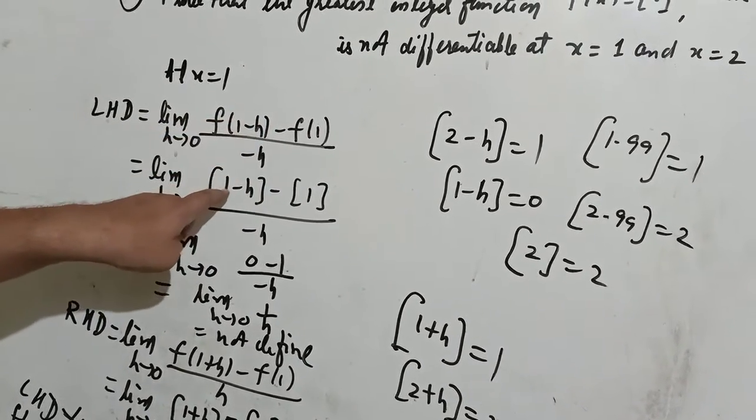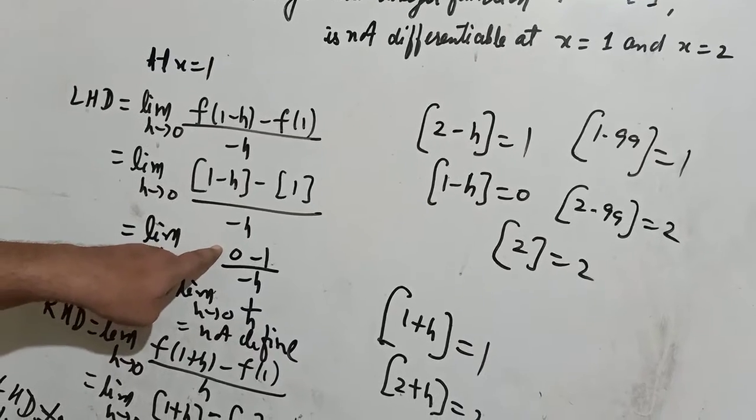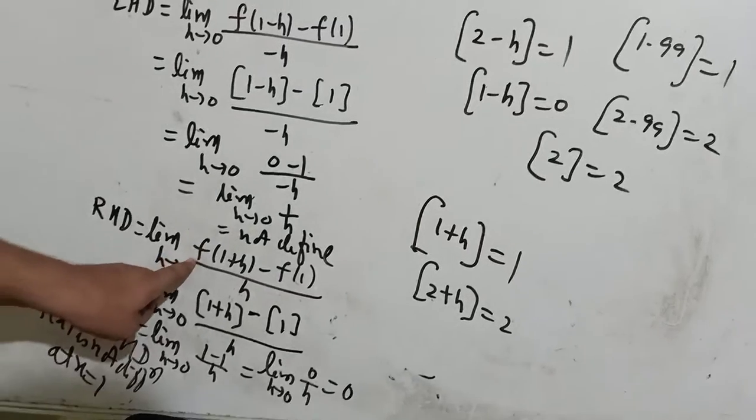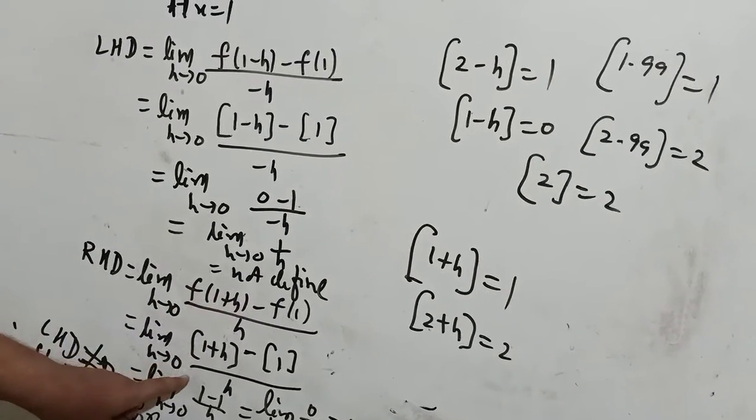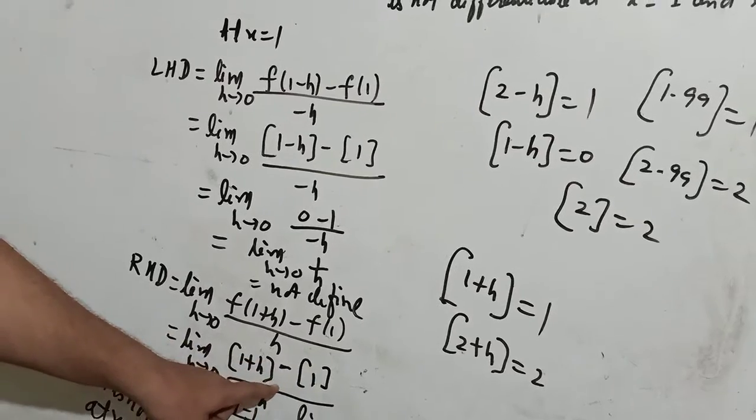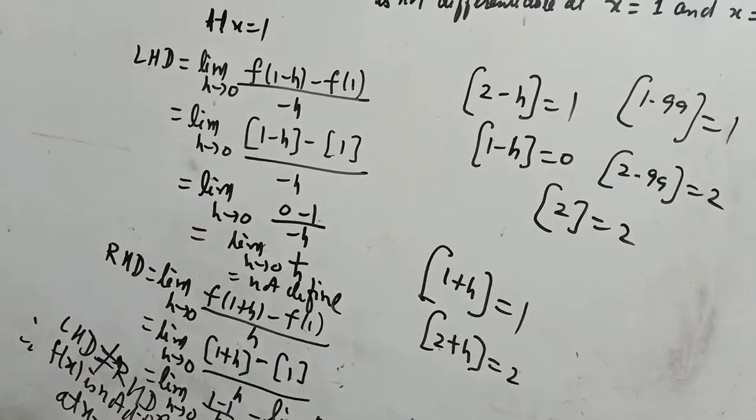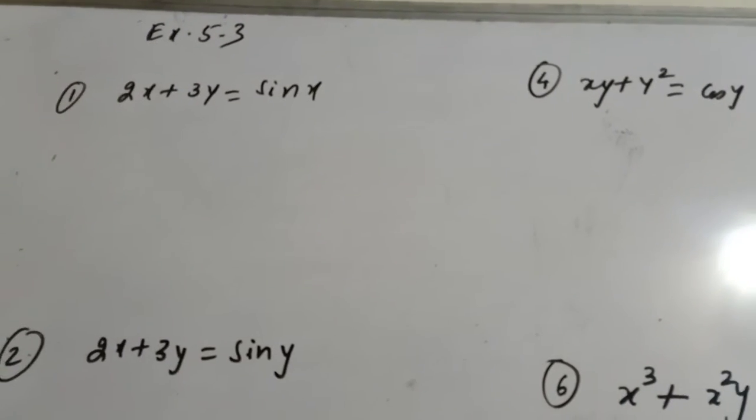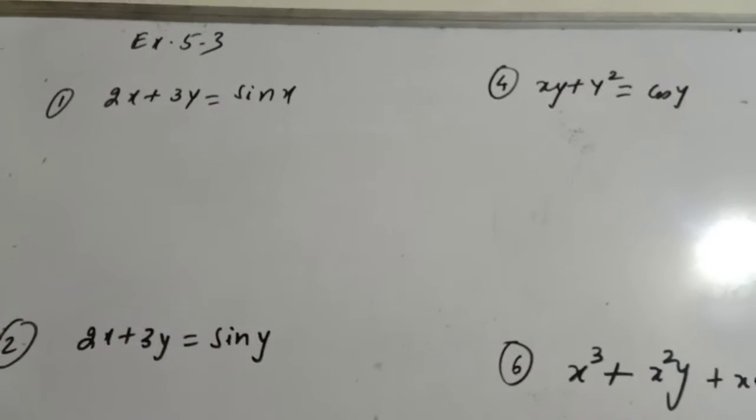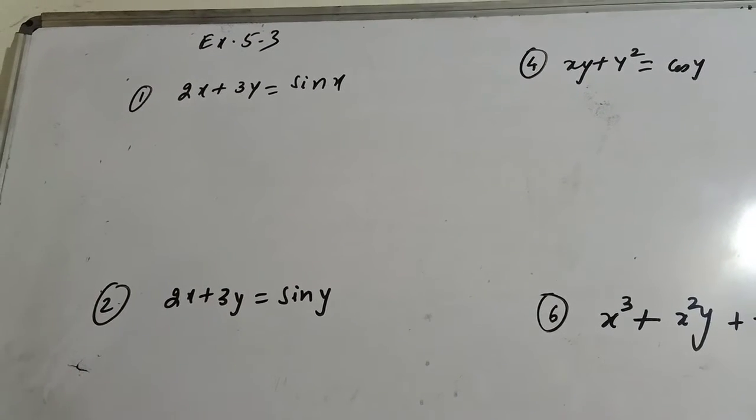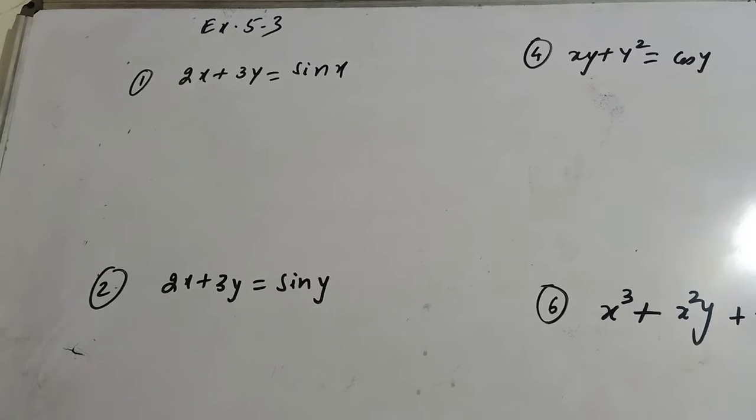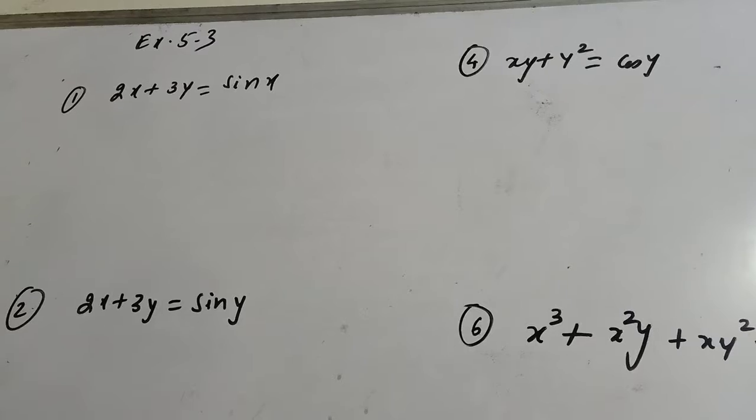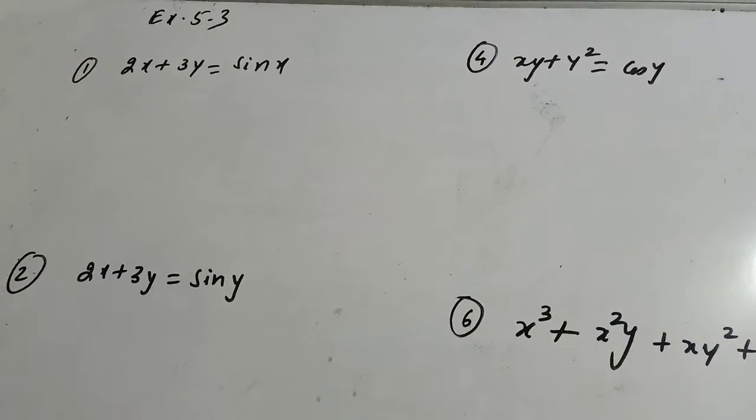F of 2 minus h means greatest integer of 2 minus h will become 1, minus f of 2, 1 minus 2. Same way for RHD, f of 2 plus h, this will become 2, and f of 2 is 2. Same way you can verify it is not differentiable at x equal to 1 and at x equal to 2. Now in differentiability, whenever you get, as I told you, a modulus function, signum function, or greatest integer function, you use the fundamental formula of differentiability, left hand derivative and right hand derivative. For others, you have a simple method.